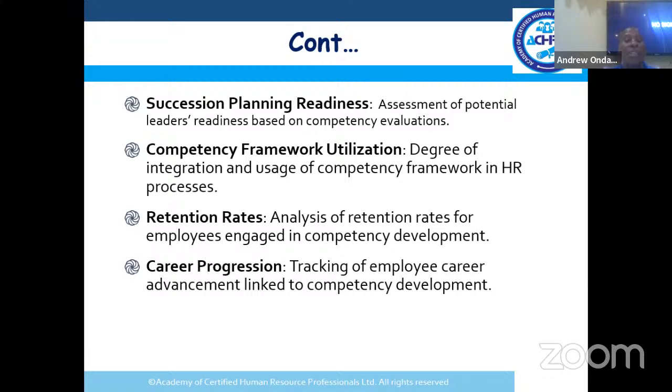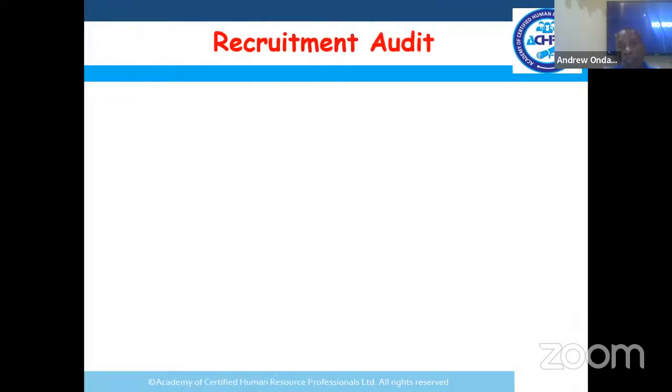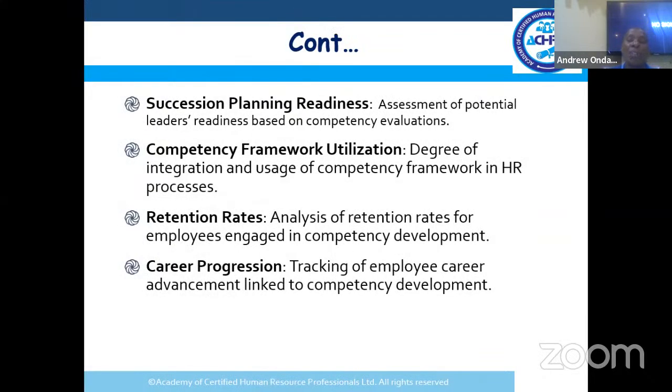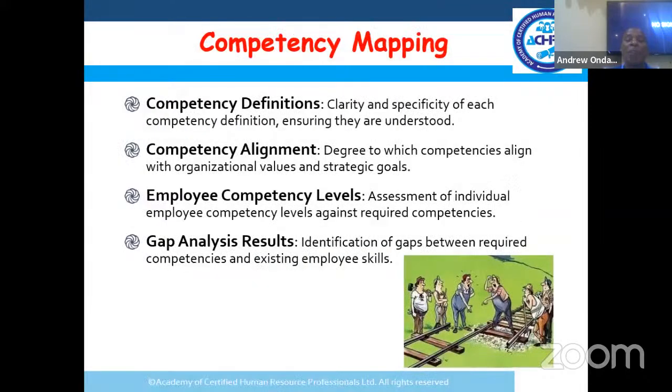The other aspect is career progression. We all aspire to progress in our careers or advance. And how do you progress? You can only progress if you have the right competences or competencies. So this is an audit of competency. We have the next one, and before we go there, I would like us to have some comments about this competency framework or mapping before we move on.